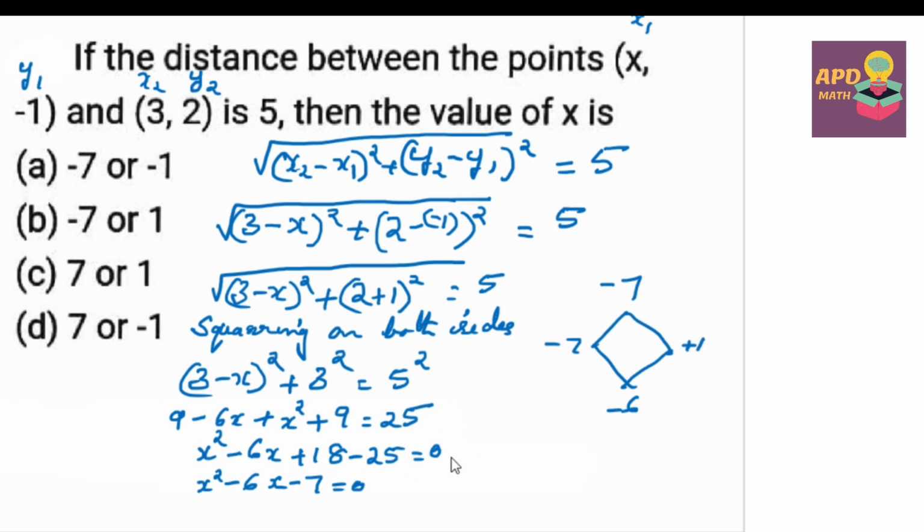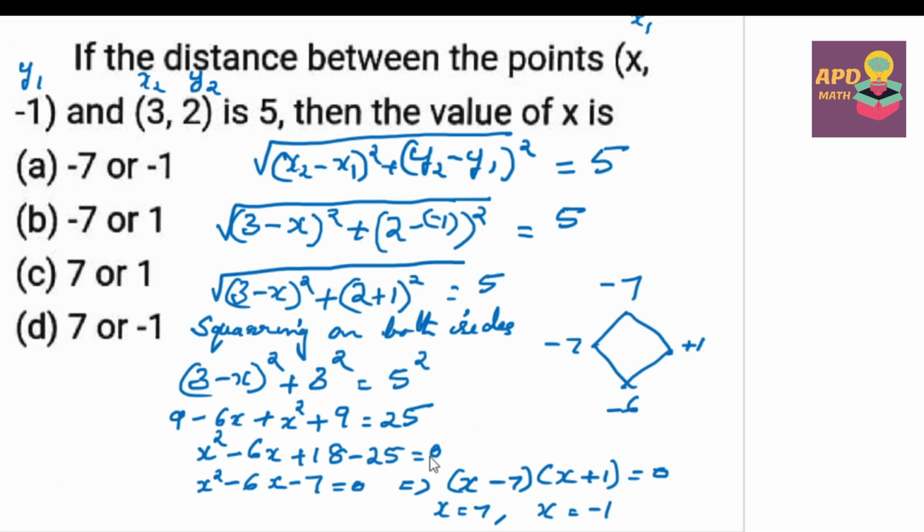Then x minus 7, now it implies x minus 7 into x plus 7... x plus 1. x minus 7 into x plus 1 is equal to 0, because minus 7 and plus 1 are the two factors. So x minus 7 into x plus 1 is equal to 0. Therefore x is equal to 7 and x is equal to minus 1. Two values are there.